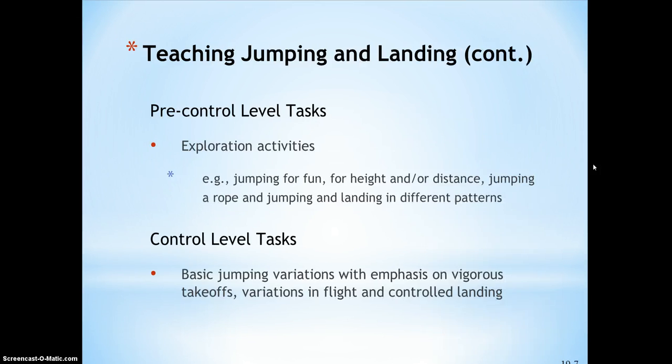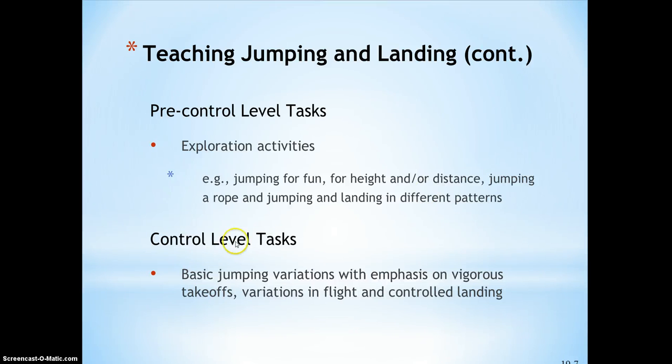information to the students. And so finally, we look at the different skill levels for jumping and landing. With pre-control, it's exploration, so you're jumping for fun, for height and distance. You're jumping a rope and jumping and landing in different patterns. Now, let me emphasize one point. When you're jumping a rope, you want to start out by jumping over the rope instead of actually swinging a rope. So again, please understand the difference between the two.